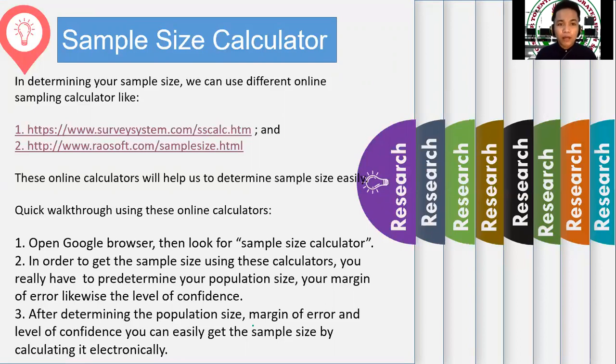Ibig sabihin, bago natin gamitin itong sample size calculator, alam na natin yung population size. Alam na natin yung margin of error. Likewise, kung anong klaseng level of confidence ang gagamitin niyo. Okay, para lagay na lang tayo ng lagay. And number three, after determining the population size, margin of error, and level of confidence, you can easily get the sample size by calculating it electronically. Now, papakita ko sa inyo ngayon, i-demo ko sa inyo kung paano siya ginagamit.